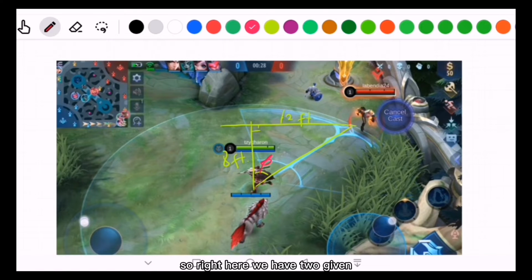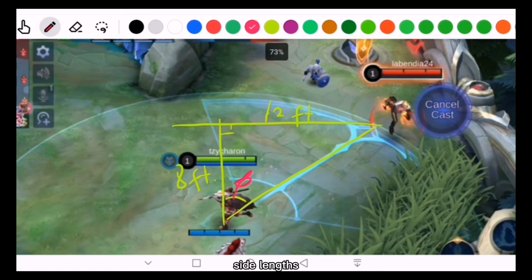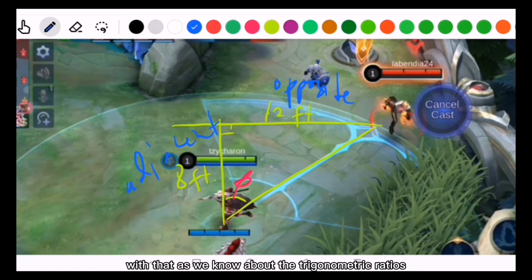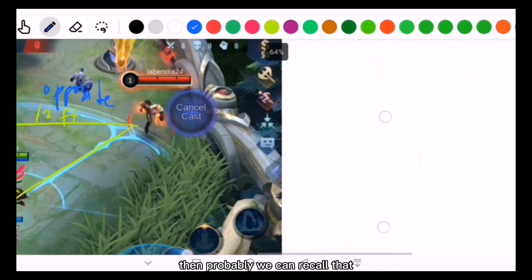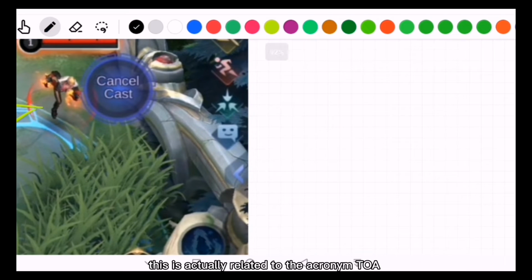So right here we have two given side lengths, and with our reference angle beta, we'll be able to identify that 8 feet is the adjacent side and 12 feet is the opposite side. With that, as we know about the trigonometric ratios, if we are talking about the relationship of the opposite side and the adjacent side, then probably we can recall that this is actually related to the acronym TOA.